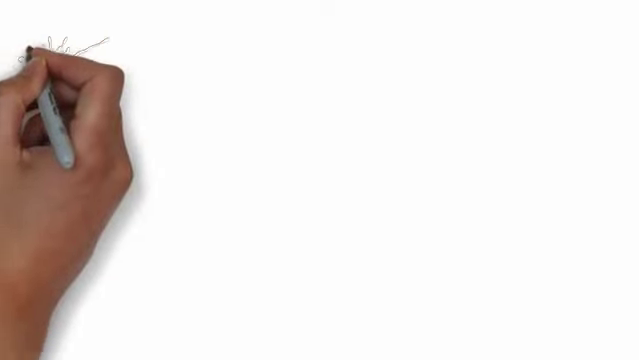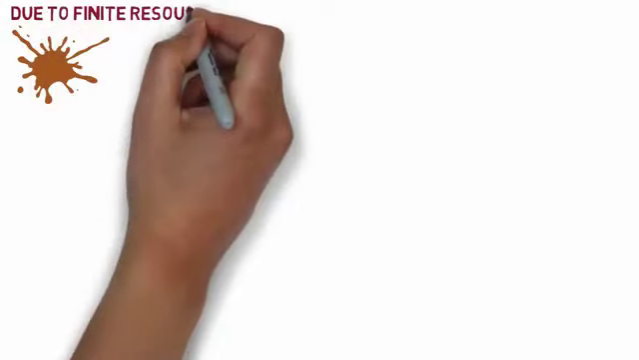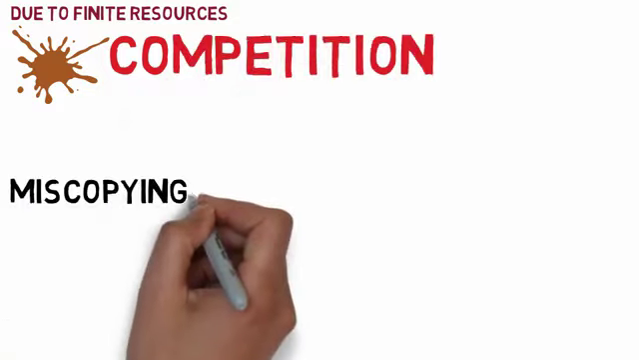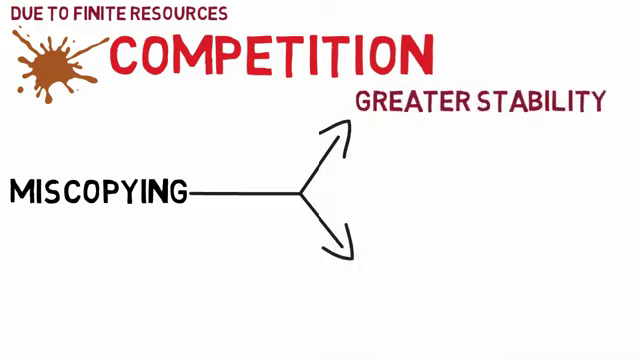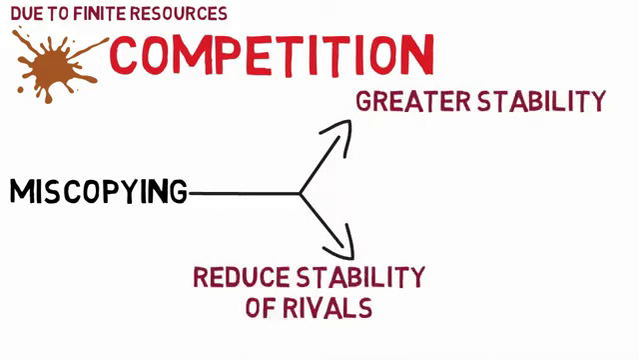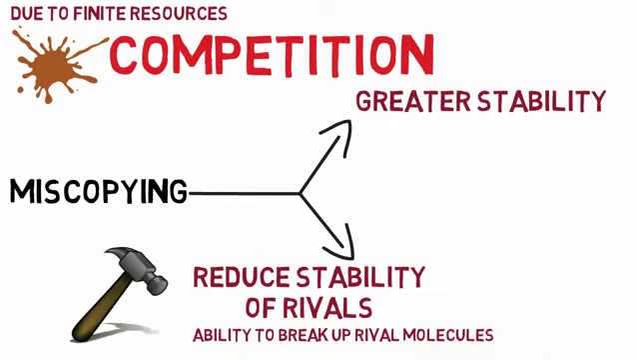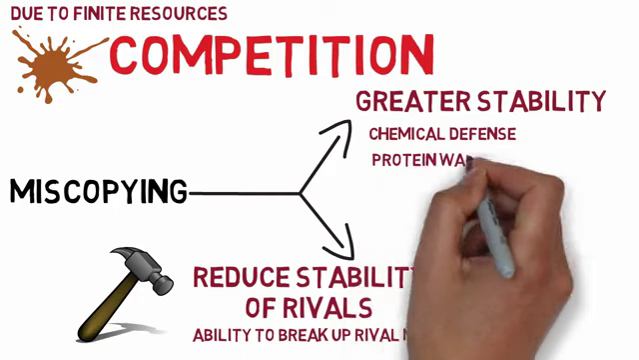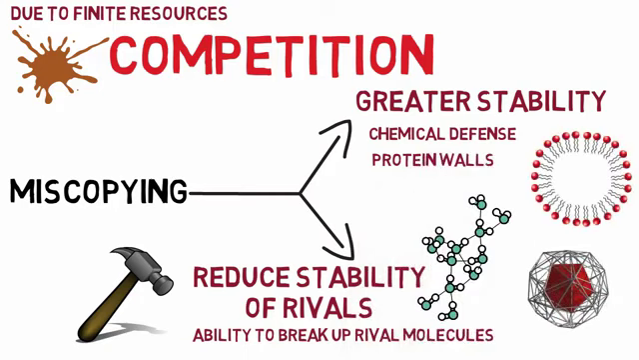As the primeval soup cannot infinitely produce replicator molecules due to finite resources, competition becomes an important factor in survival. Miscopying that created greater stability or allowed a way to reduce the stability of rivals was automatically preserved and multiplied. For example, the ability to break up rival molecules would allow a molecule to obtain food and remove competing rivals. Other replicators found ways to protect themselves chemically or by building protective coats of physical protein walls around themselves. This may be how the first living cell was formed.